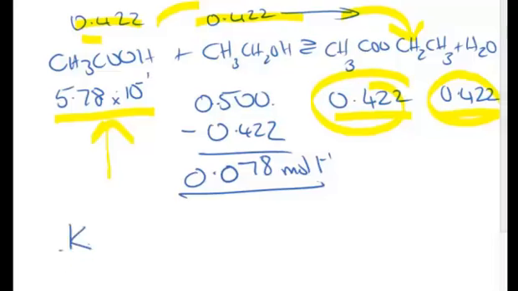Now we just need to put that into the equation, which is going to be products over reactants. It's a simple matter of putting it into an equilibrium expression, Kc rather. Now this is a homogeneous equilibrium system. Homogeneous means they're all in the same phase. These are all liquids: ethanol, ethanoic acid, the ester itself, and water. So we include all of these in the actual expression.